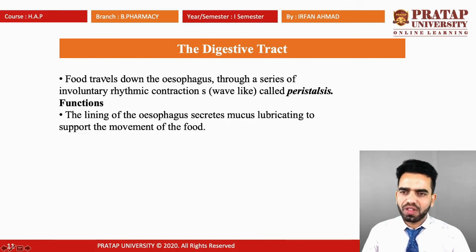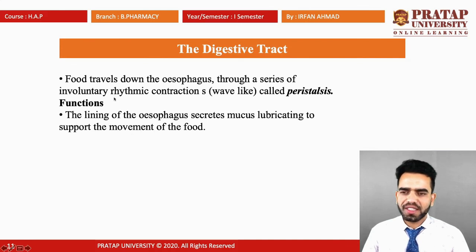Food travels down the oesophagus through a series of involuntary rhythmic contractions, which are wave-like, just like this. This is called peristalsis. Peristalsis means wave-like contractions and relaxations of the oesophagus so that it can propel the food. What are the functions of the oesophagus? The lining of the oesophagus secretes mucus that lubricates the food and helps in the movement of the food into the stomach.